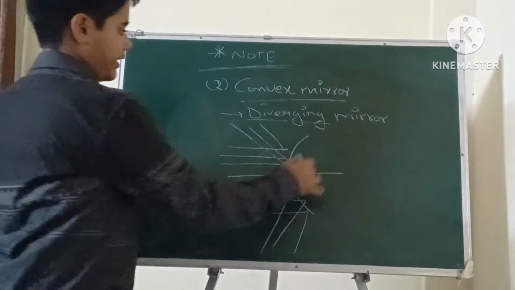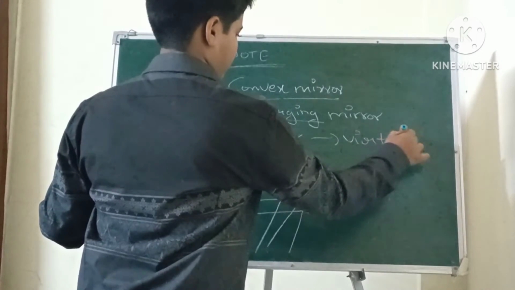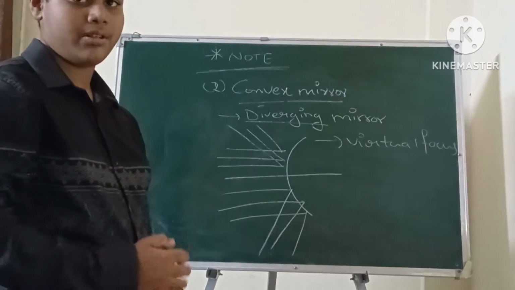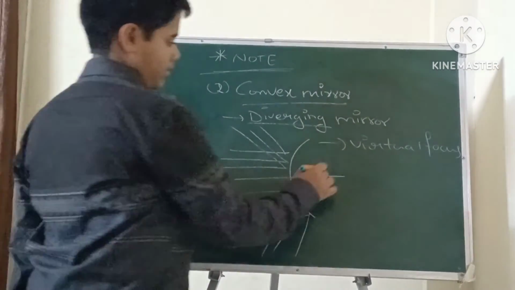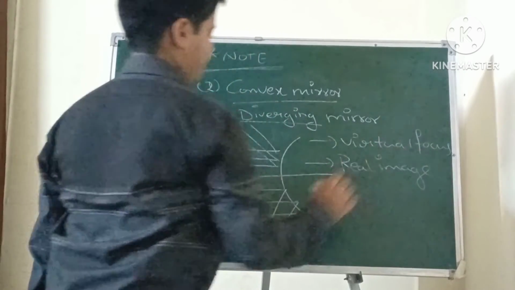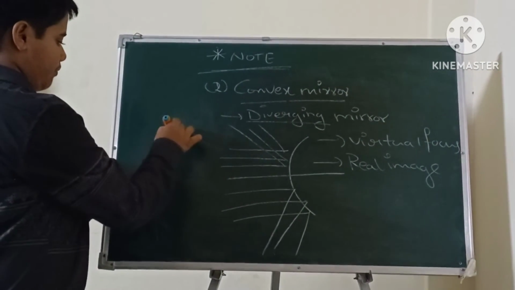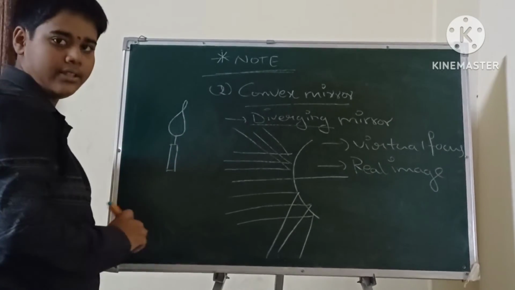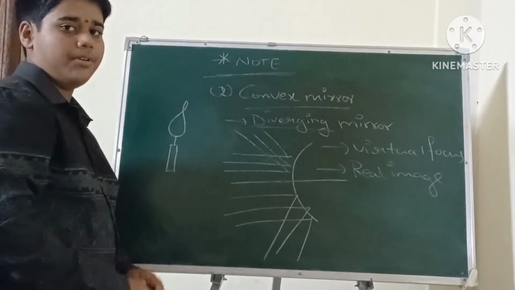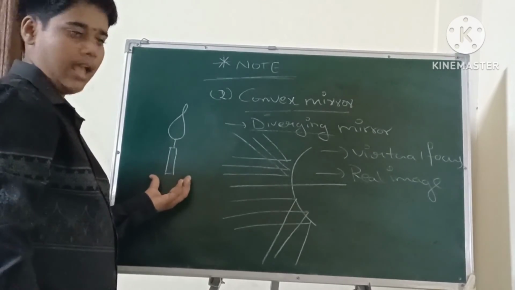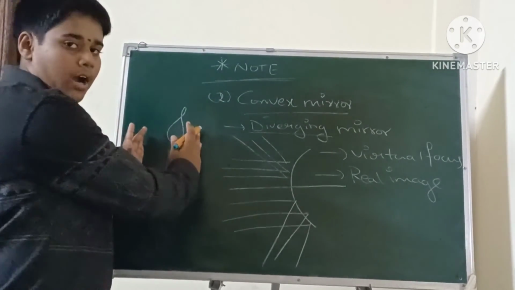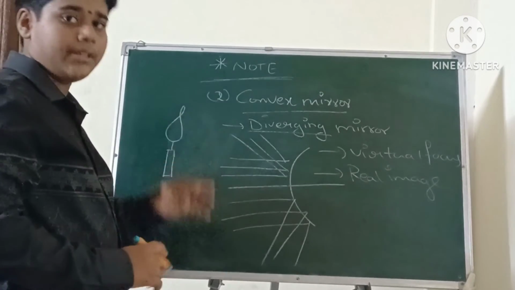So it gives a virtual focus. Here virtual means blurred, and only half of the image will be formed. In this a real image will be formed. For real image, I am taking this as a candle. This is the object, placed like this, and the image will form like this. I have to find the image of this with a convex mirror. The same image will be formed, blurred, and half of the image will be formed.